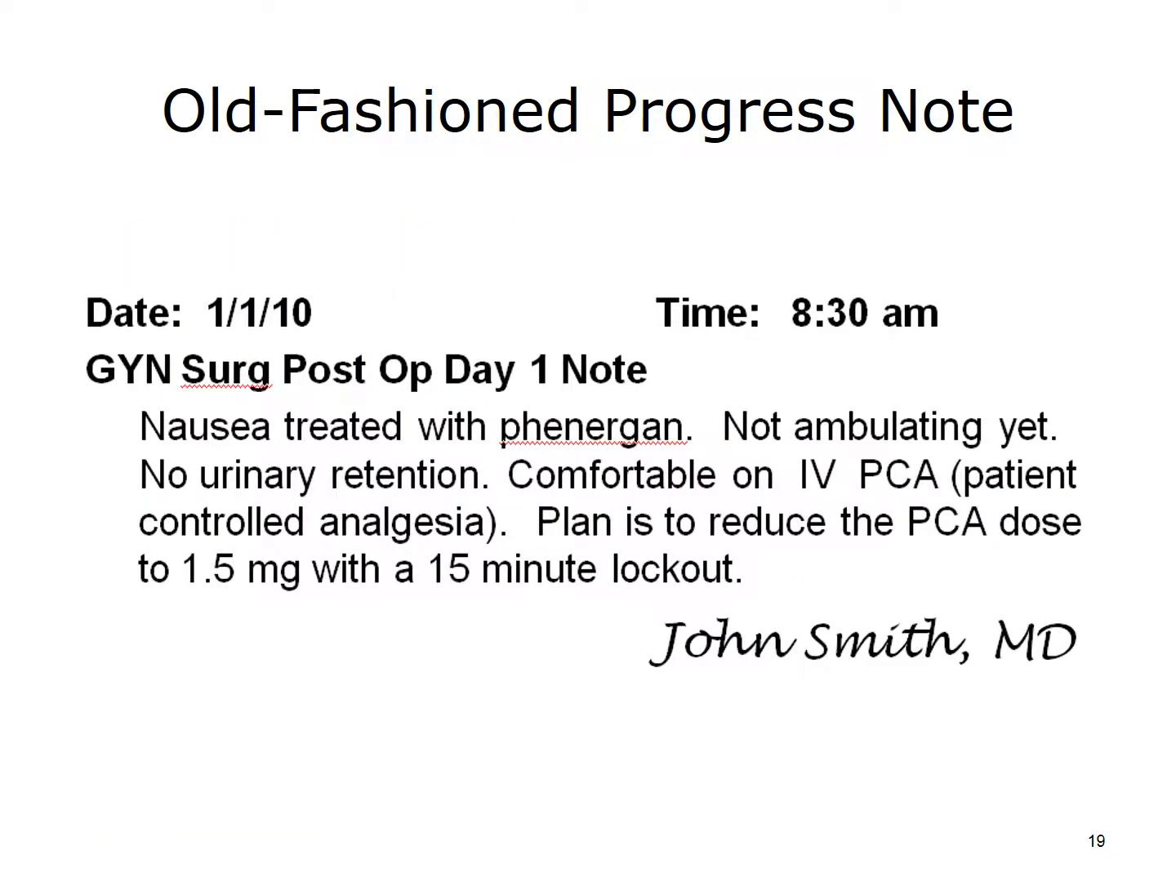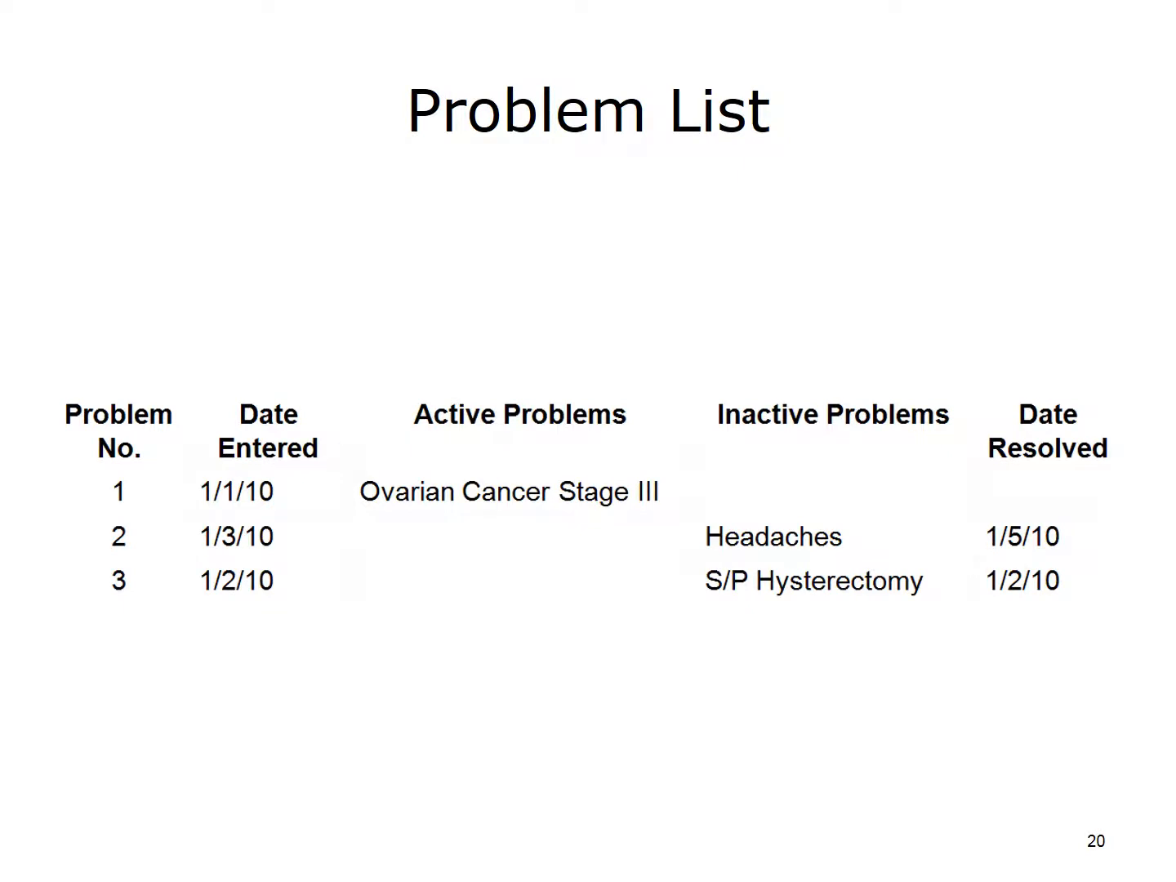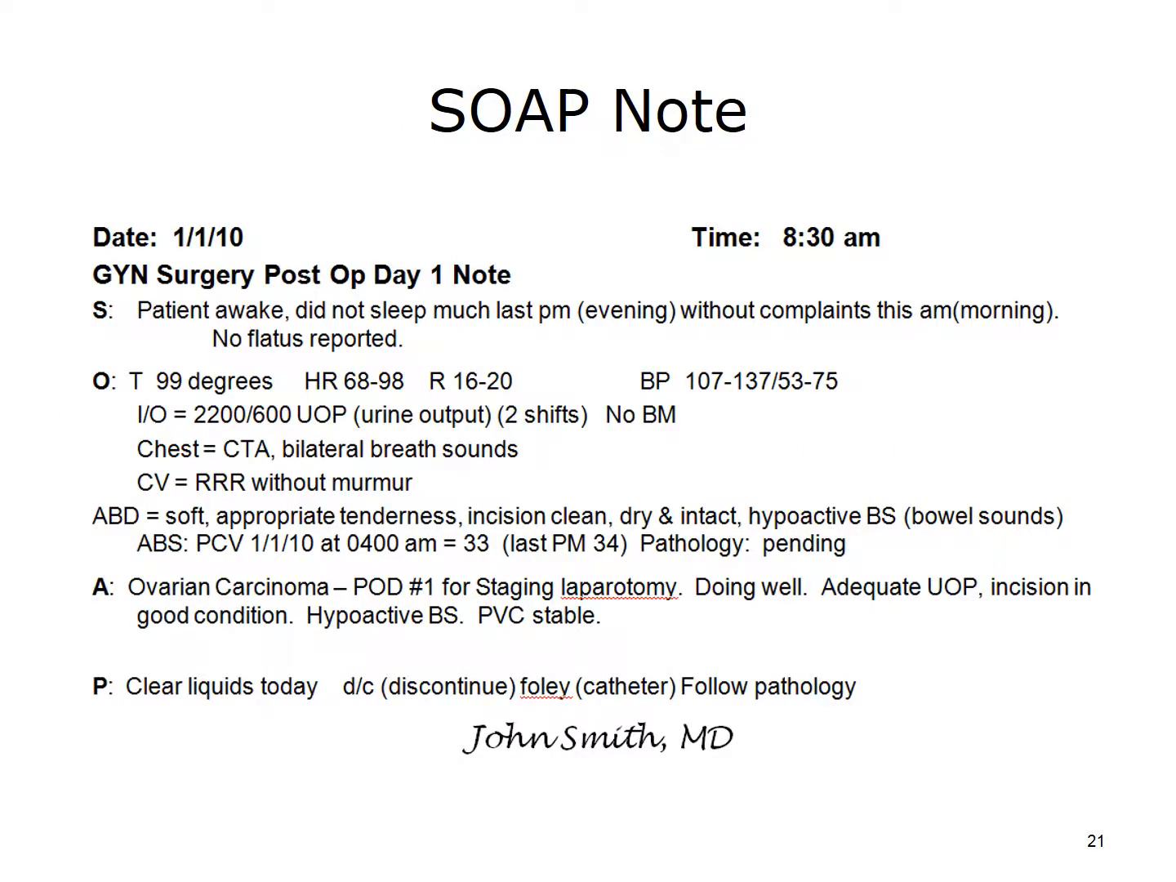Here's an example of the kind of progress note used prior to the 1960s. This is an example of the kind of problem list that Weed advocated. And here's an example of what is now called a SOAP note. SOAP stands for Subjective, Objective, Assessment, and Plan. For each problem, the physician would record the subjective data, the objective data, his or her assessment of what the data meant, and what the treatment plan was for that problem.